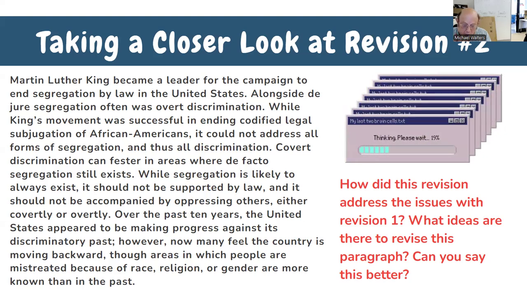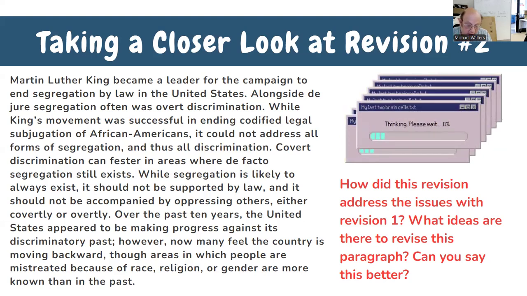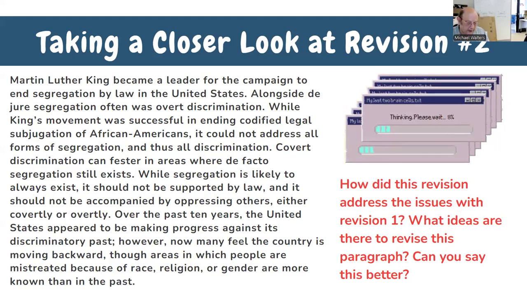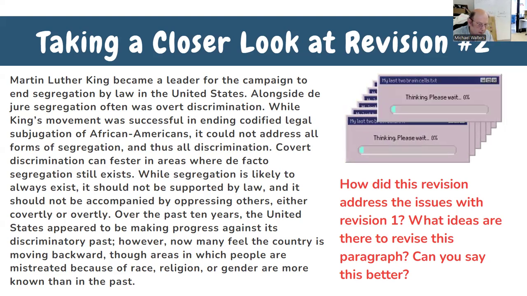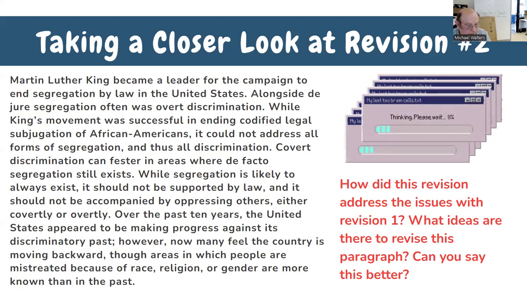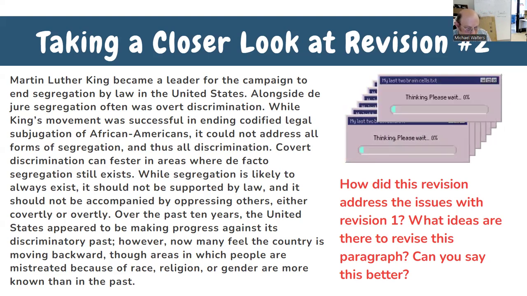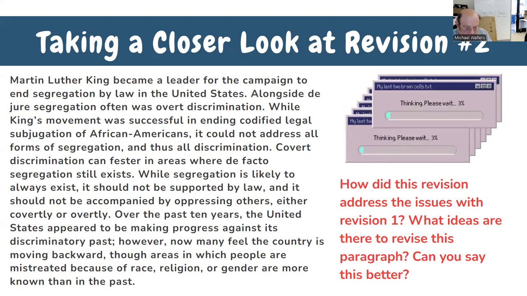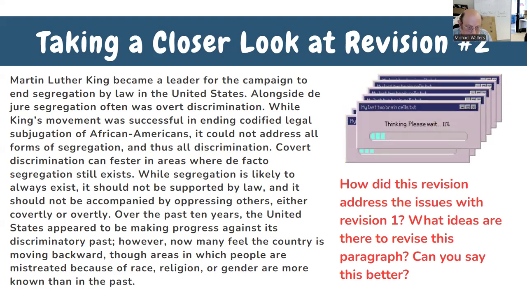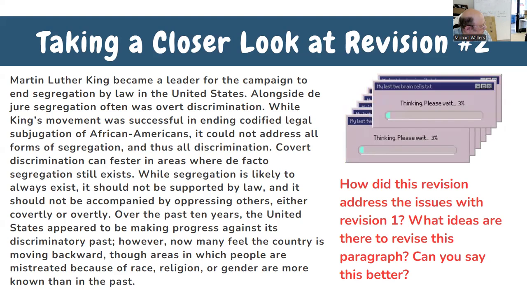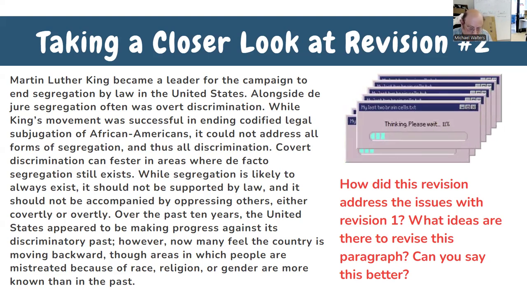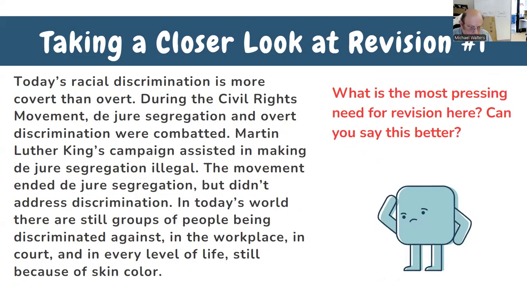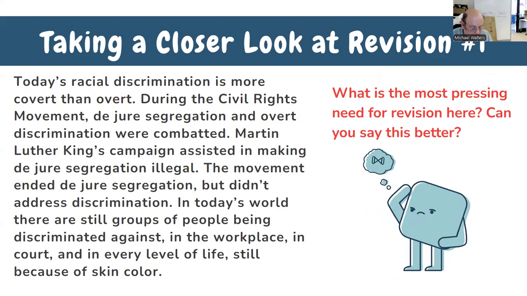Okay, so why does this improve the paragraph, Catherine? Well, this one definitely has a stronger opening, like the first sentence, because you're setting up what this paragraph is going to be about, versus the other paragraph didn't really have that. And in this one, I want to say it's more detailed. They're talking about the specifics about how racism shouldn't be supported by law and how it shouldn't be accompanied by oppressing other people. Whereas this one kind of just generalized it at the bottom.